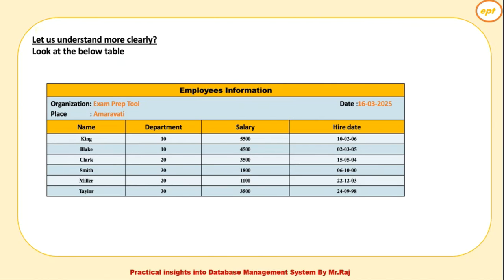But there is one problem here. Let's assume you are working with international clients. Understand carefully. They ask where Amaravati is. You say this data belongs to the place called Amaravati, and they ask where that is. They will be confused and will search Google for Amaravati.